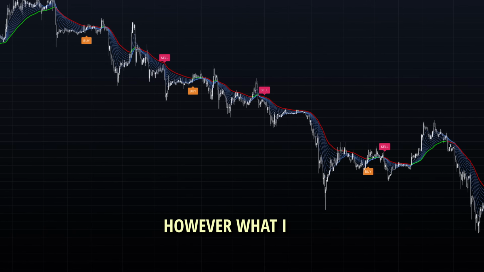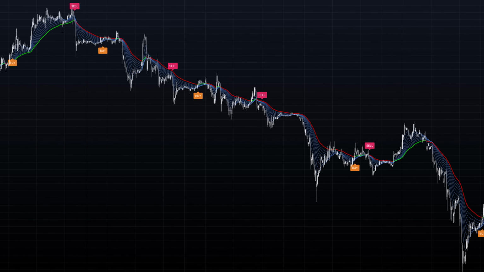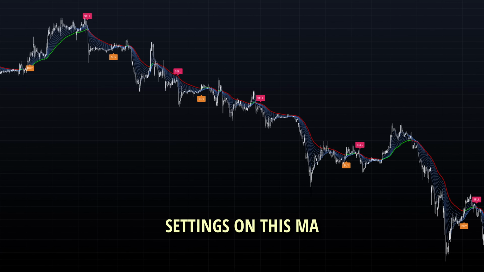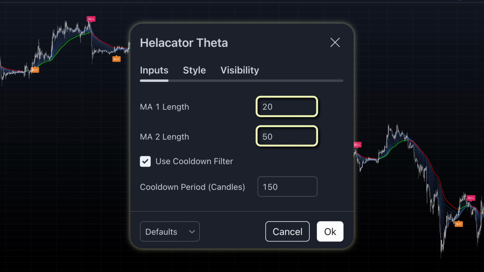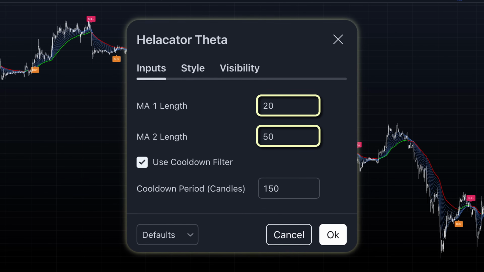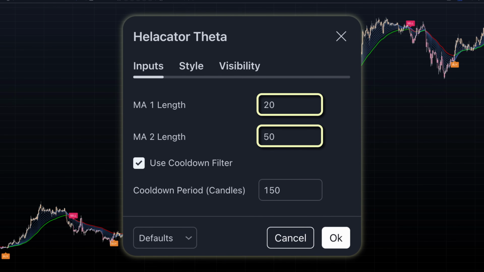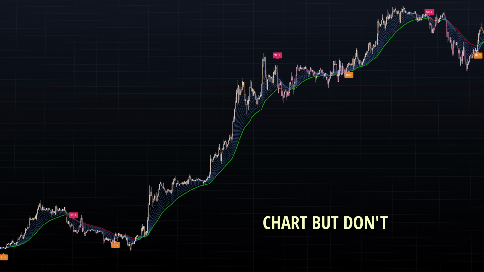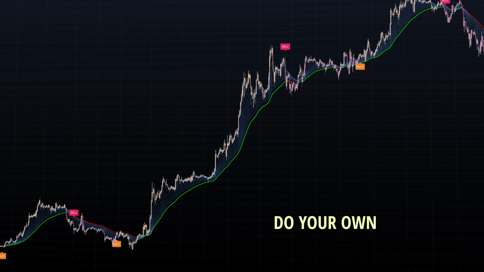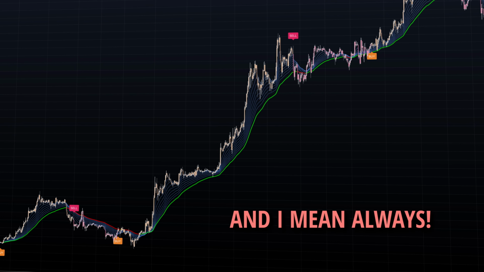No way. However, what I can suggest for sure is, if you're going to be using default settings on this MA ribbon, you can try setting the Helacator Theta sensitivity periods to 20 and 50, as you can see on the screen. After doing some backtesting, I noticed they perform quite well on a BTC USD 1-hour chart, but don't take it for granted. Do your own backtesting first, and always.